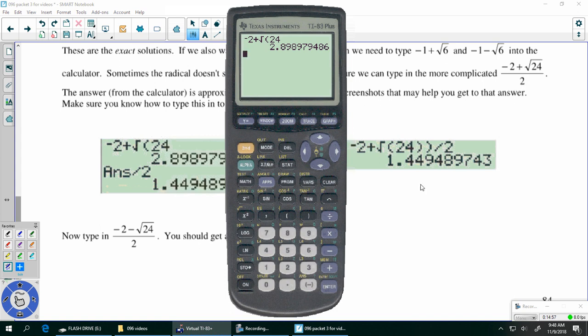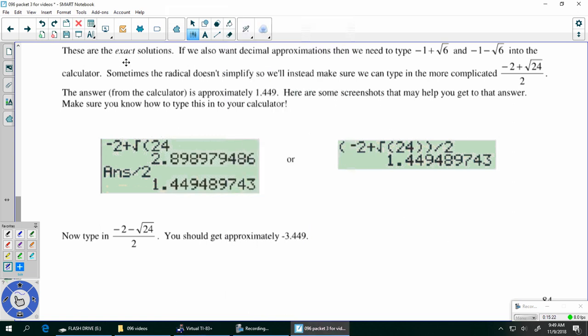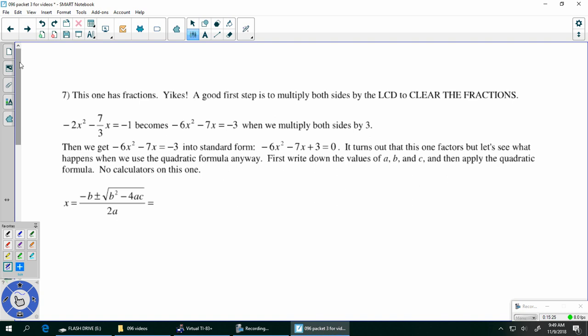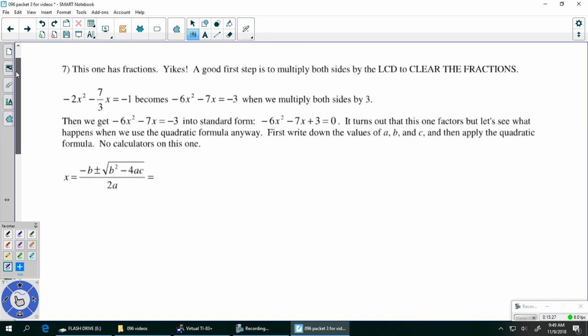How do I get my final answer? I just divide by 2. And when I hit the divide key, the calculator is smart enough to know I mean the previous answer divided by 2. So 1.449, that's one of our answers. And then the other one is this guy. So again, just the numerator by itself. Hit enter right here, and then divide by 2, and that gets us our other answer. So make sure that you practice typing these things into your calculator. That's part of what we're after, is making it so that we can correctly type these into the calculator.